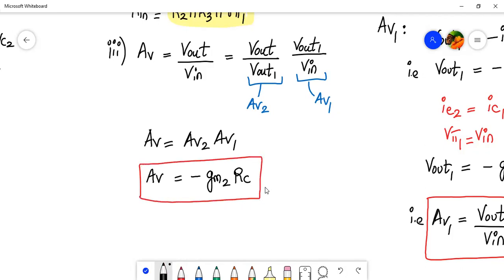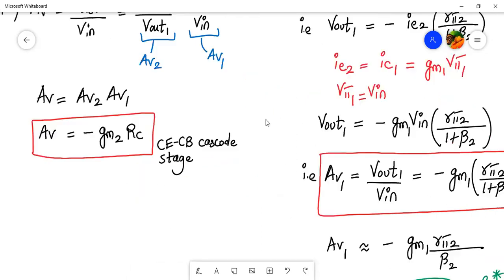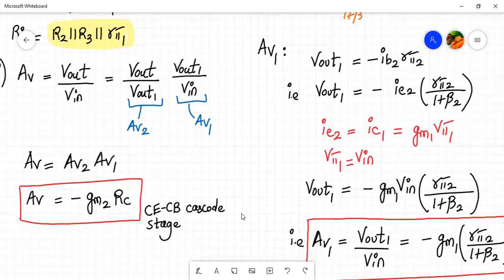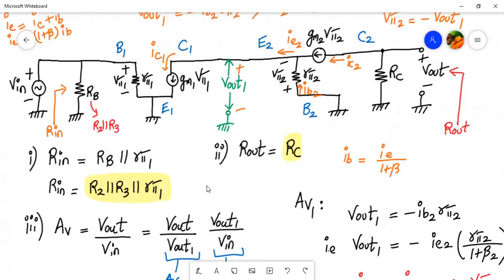This is the overall voltage gain for the common emitter, common base, cascode stage. So this is how we calculate the overall voltage gain. Sometimes we write it as AVT, that is the total voltage gain, or overall voltage gain, we can write it as AV. So that's how we can derive the expression for the voltage gain for a cascode amplifier. Fine. If you all have any doubts, you all can ask.